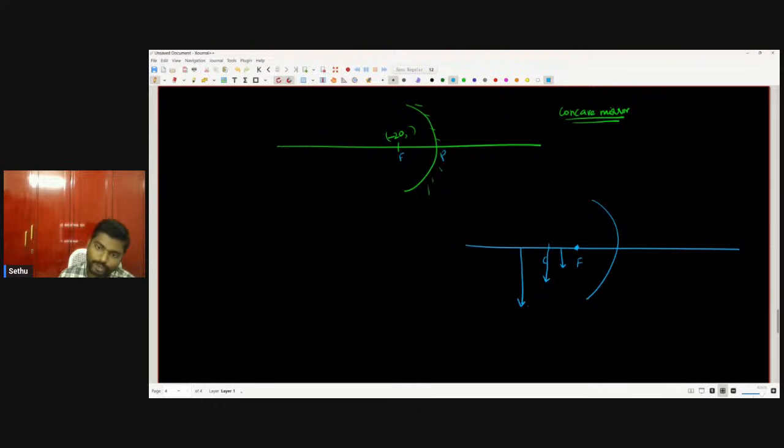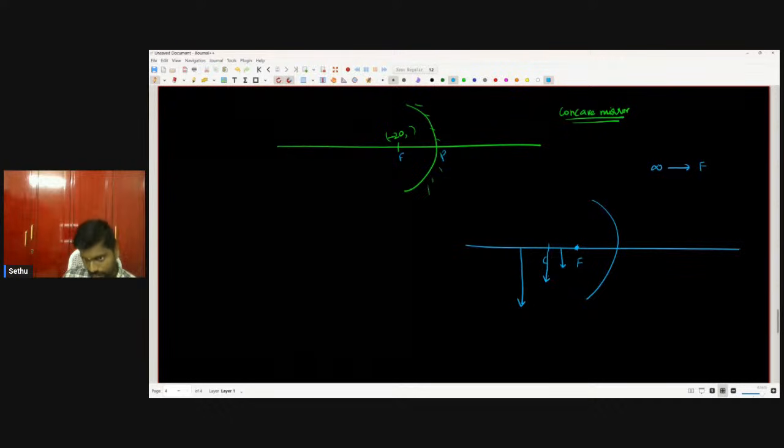Now, if you are between the center of curvature and the focus, the image is formed beyond the center of curvature. So you see that as you keep going from infinity towards the focus, what happens? Initially, if the object was at infinity, the image was at the focus. If the object is beyond C, the image is between C and F. If the object is at C, the image is also at C. If the object is between C and F, the image is beyond C. So this is what happens.